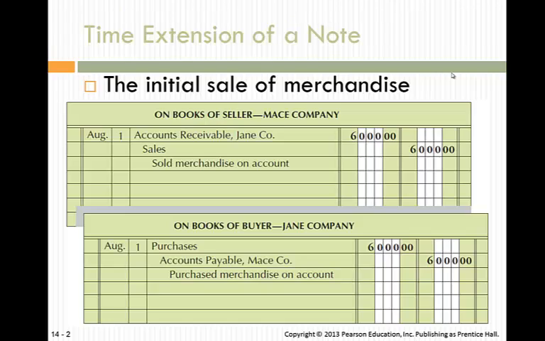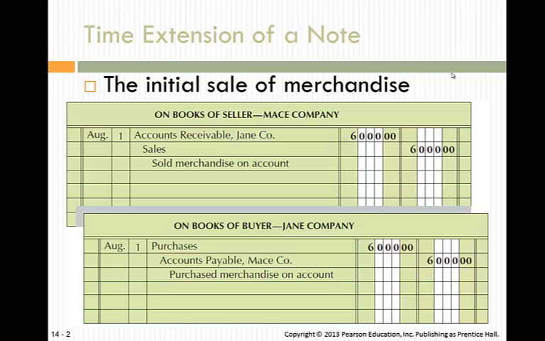On August 1st, Mace Company sold $6,000 of merchandise on account to Jane Company. It's very important to determine who is the seller and who is the buyer before you begin. The seller will have an accounts receivable because the seller is the one selling the merchandise and will receive payment from the buyer. The buyer will have an accounts payable because the buyer is the one buying the merchandise and will pay the seller. To review the rules of debits and credits that you learned in Accounting 110, an increase in accounts receivable is recorded as a debit, and an increase in accounts payable is recorded as a credit.